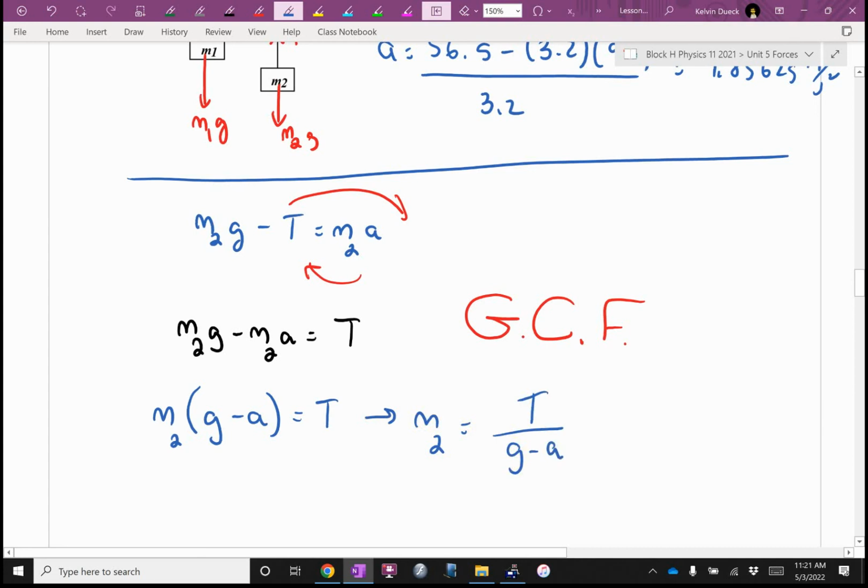Don't try and memorize that. Sometimes it will be tension divided by G plus A. Sometimes it will look a bit different. Don't say, this is always the equation. I've showed you how to derive it.